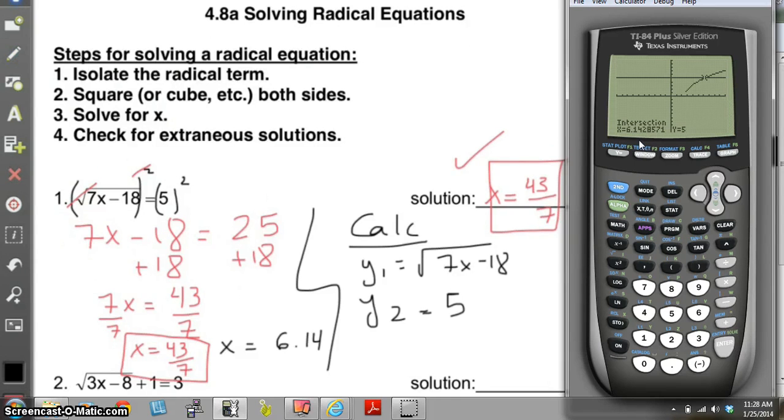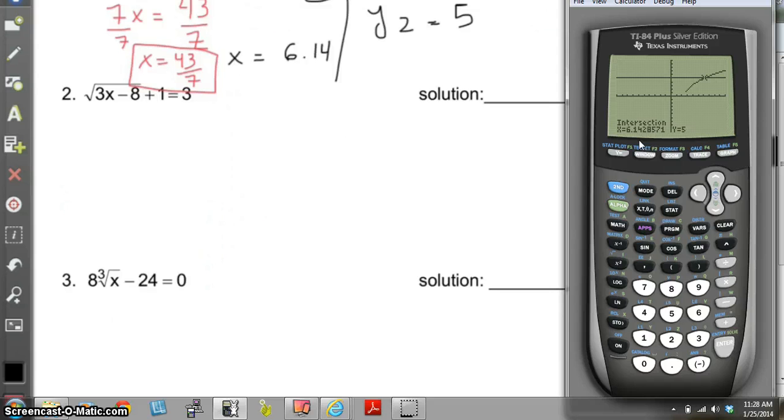Now let's move on to the next example. Now I want you to try to do number 2 on your own, but before you do number 2 on your own, watch 3 and then do number 2 on your own. So let's do number 3.